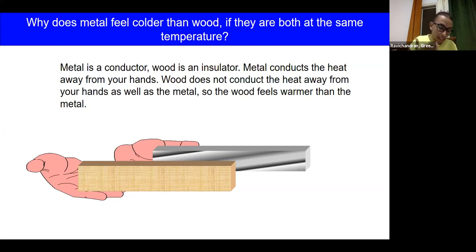Clear? So in the case of the metal, it absorbs some energy from your hand. So this one, you feel it more cold. But the other one is an insulator, which does not respond to anything related to your hand.